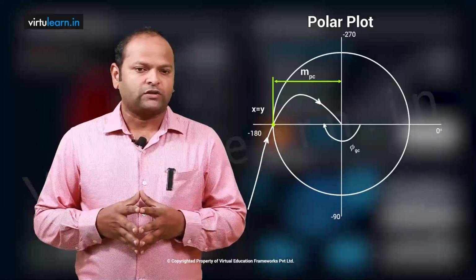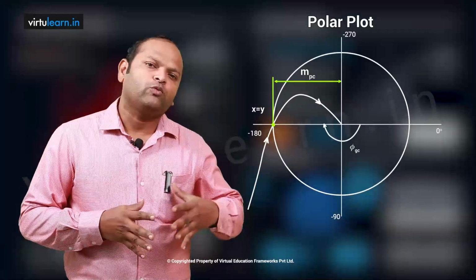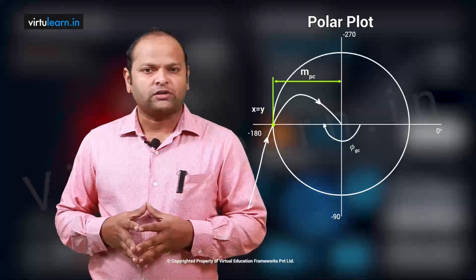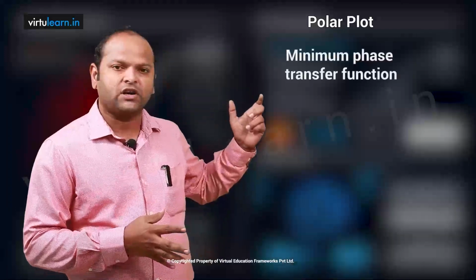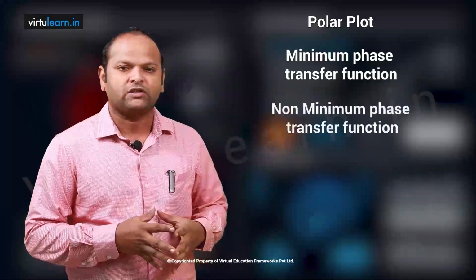How to plot the polar plot. Polar plot is basically the open loop frequency response plot. So we have to take the open loop transfer function. Let us see what are the different types of open loop transfer functions we have. I can classify the transfer function as a minimum phase transfer function and a non-minimum phase transfer function.